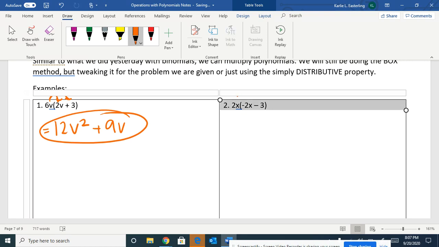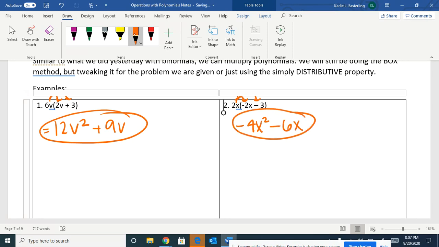So hopefully you did 2x times negative 2x, which would give us negative 4x squared. And then 2x times negative 3 would give us negative 6x. And that would be your final answer there.